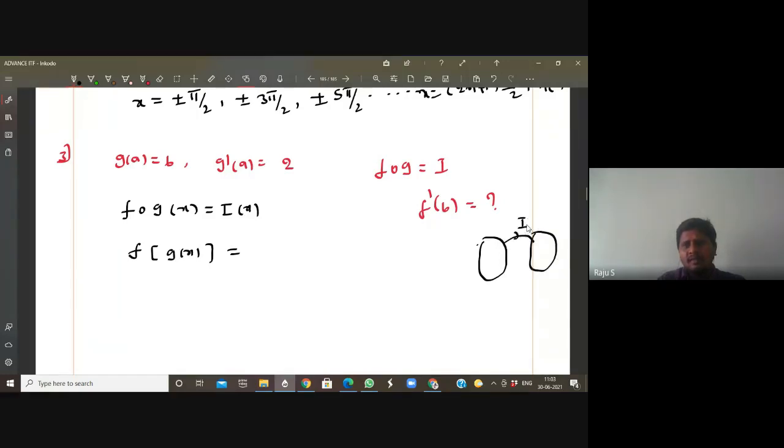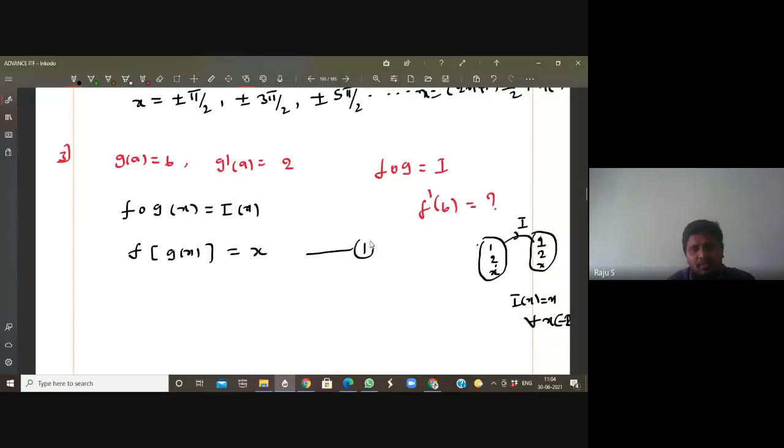Yeah. I is the identity function. If we give input 1, the output also will be 1. If I give input 2, output also 2. Like that. If I give input x, output also must be x. That is only identity function. I of x is equal to x for every x belongs to R. Then I is called identity function. Shall I write here this is equal to x?